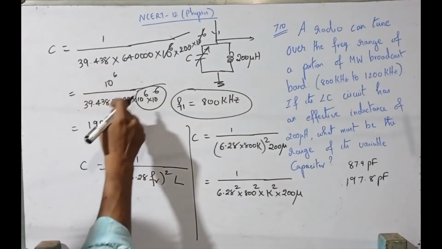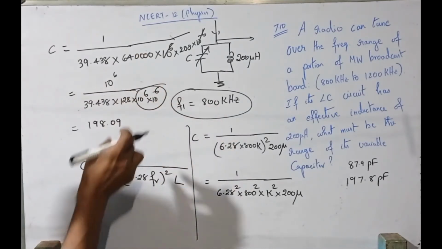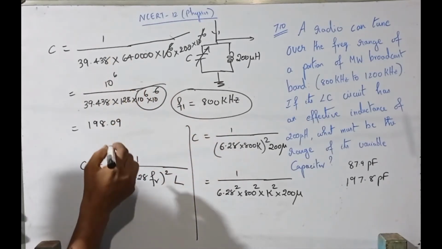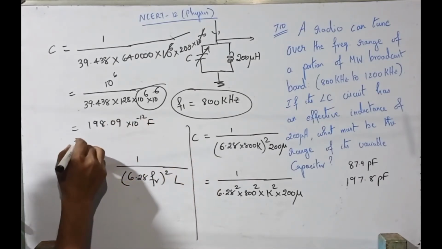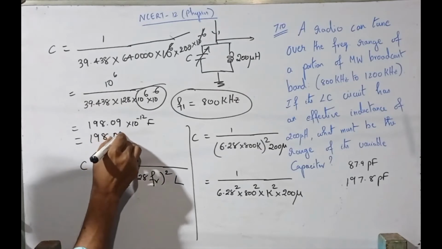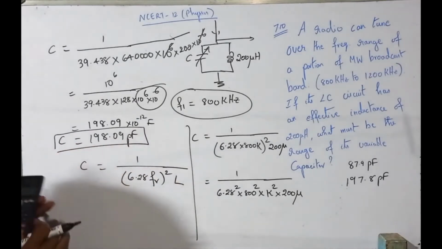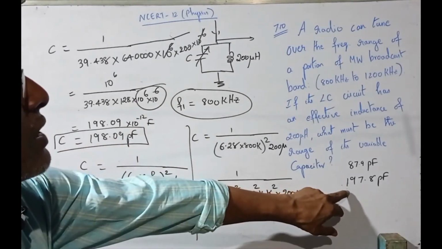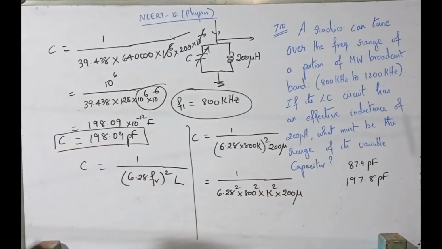So this gives you 198.09. This 10 power 6, when it goes to the numerator, is 10 power 12 in the denominator, so 10 power minus 12 farad. Now 10 power minus 12 can be written as pico, so 198.09 picofarad. This is one of the answers. The answer in the textbook is 197.8 picofarad, and we are very close to that value, so this is correct. Next we will go for the other frequency. The other frequency is 1200 kilohertz.